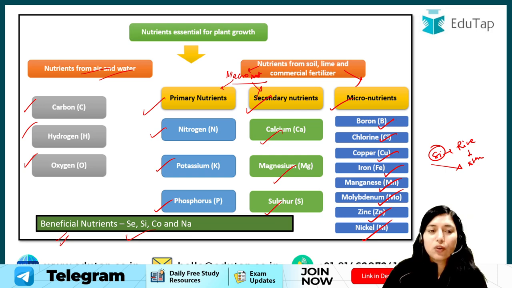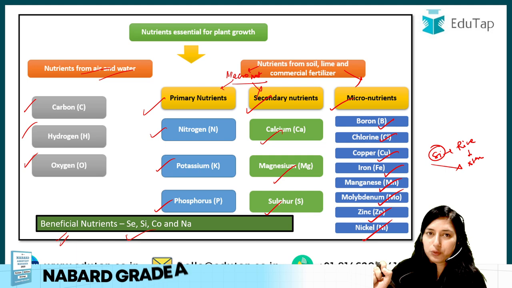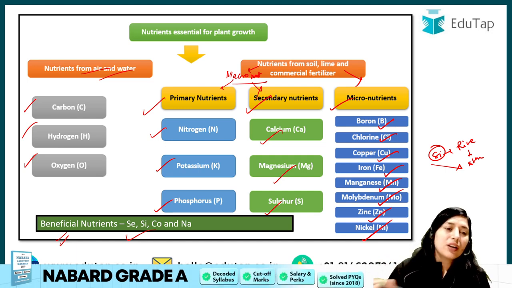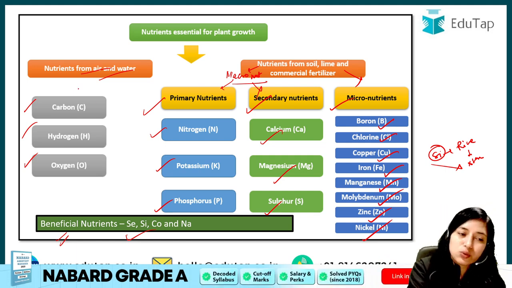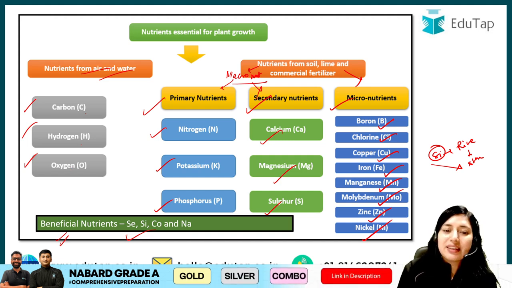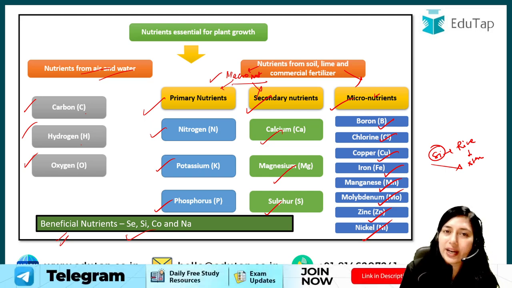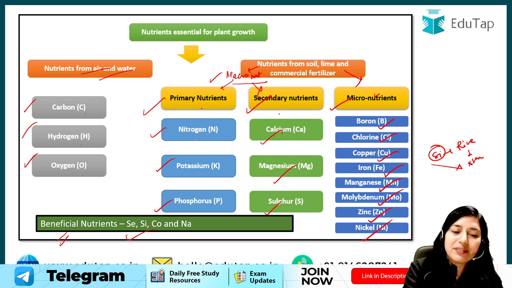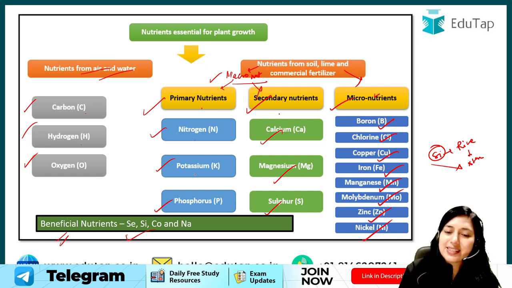Clear? So I hope now all these nutrients are clear to you. Let me revise it for you. First we have basic nutrients, in which carbon, hydrogen and oxygen are there. Okay, basic, which is derived from air and water. Then we have macronutrients and micronutrients. Under macronutrients we have two categories: primary nutrients and secondary nutrients. In primary nutrients we have nitrogen, phosphorus and potassium. In secondary nutrients we have calcium, magnesium and sulfur.